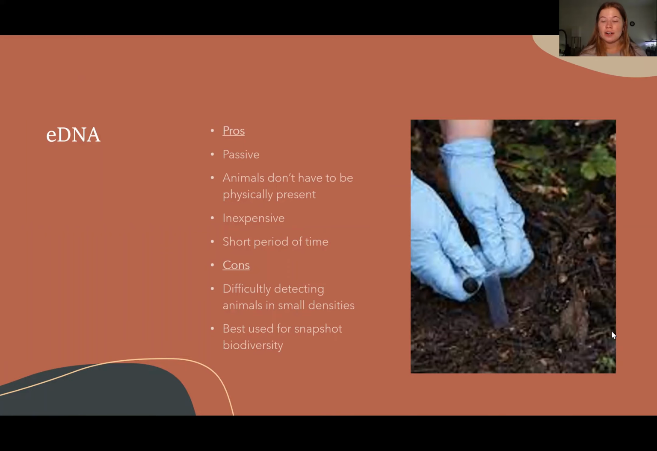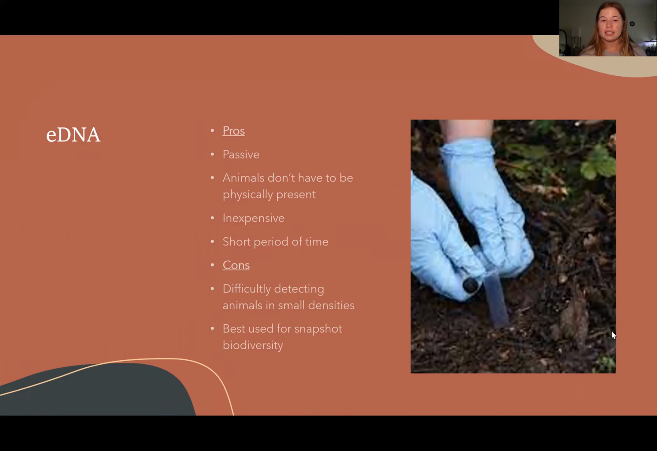The last method that's used is eDNA. This stands for environmental DNA. We're taking DNA left in the environment, could be in soil, water, and a new technique is actually trying to use air samples, which has been seen successful in zoos. And then it will establish occurrence of the species in the area.